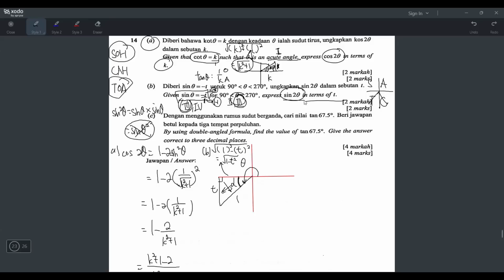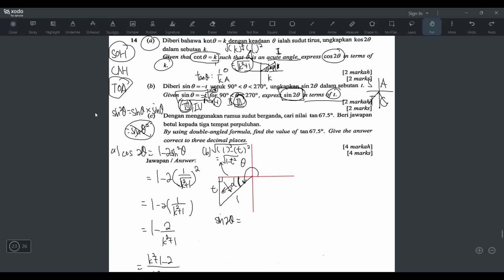Now we can start to focus on the question. I want to express sine 2 theta in terms of t. So it means you don't have to find t, because they want the answer to be in terms of t. But there is a problem here. This is sine 2 theta. My drawing is for theta. It's not for 2 theta. So how can we do it? We have to somehow change this to something with theta. I don't want 2 theta.